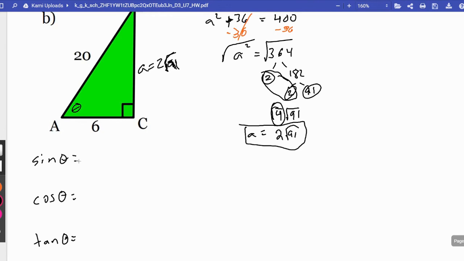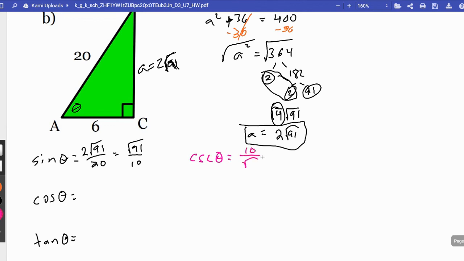Sine of theta. Sine is opposite over hypotenuse. Opposite of theta is 2 square roots of 91. So this would be opposite over hypotenuse, and that's reducible: the 2 and the 20 would cancel out a 2. So you'd have square root of 91 over 10. That's what sine of theta is equal to. And because I know that, I know what cosecant of theta is.